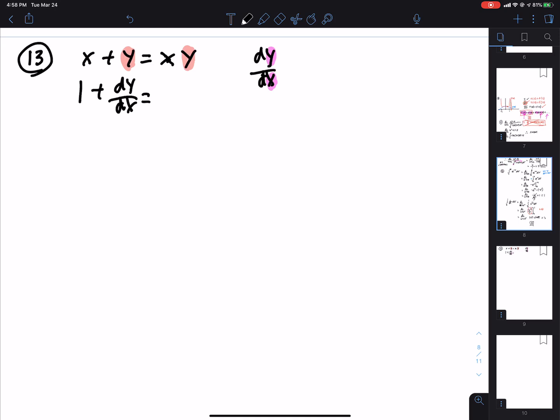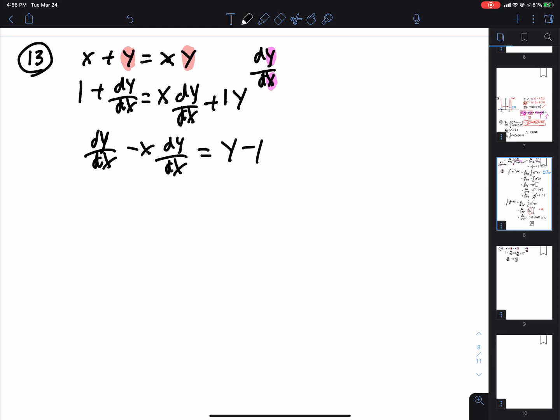Now on the right side we have the product rule. So we copy the first, take the derivative of the second, plus the derivative of the first times the second. At this point, I want to get anything with dy/dx on the same side. So I'm going to subtract x dy/dx from both sides. And I'm going to subtract 1 from both sides to get that.